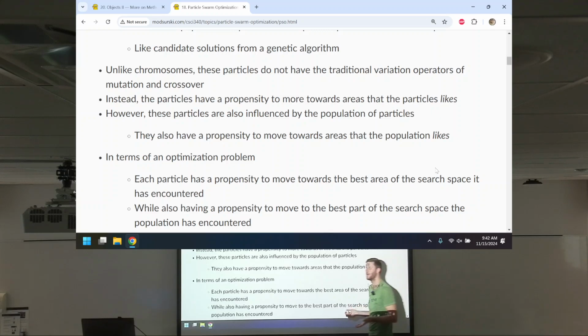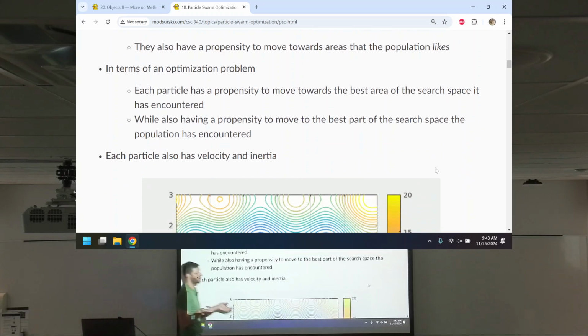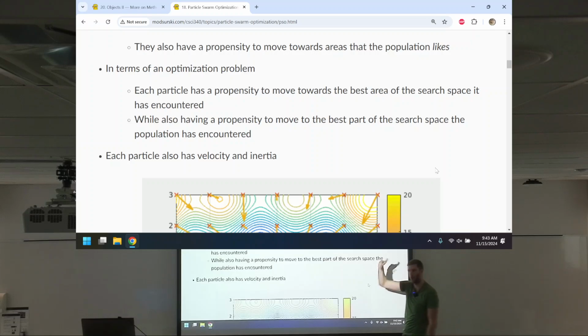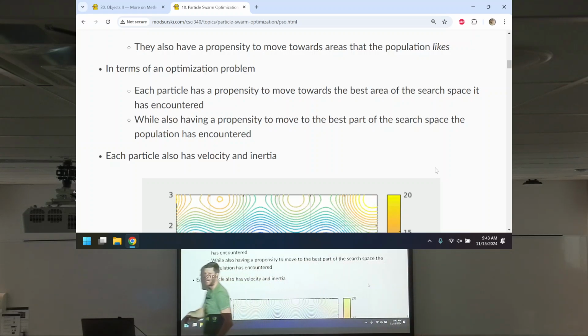So in terms of an optimization problem, each particle has a propensity to move towards the best area of the search space it has encountered, while also having a propensity to move towards the best part of the search space that the population has encountered. This would then assume that each particle is aware of the best area it encountered, and it somehow magically knows the best area everybody else has encountered. Obviously, I can't read a mind, so I don't know what the best one was. In practice, we'd kind of make use of just observing what everyone else is doing to get a sense of what everybody else likes.